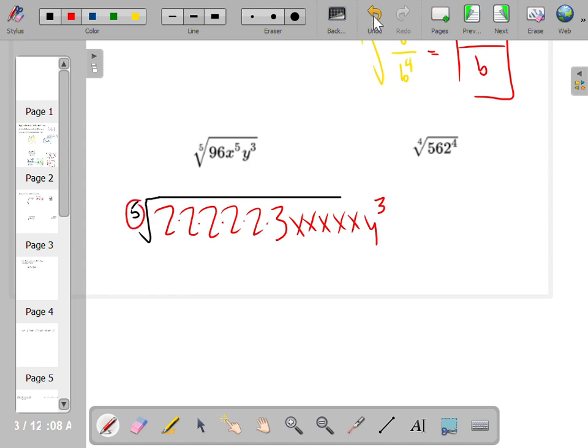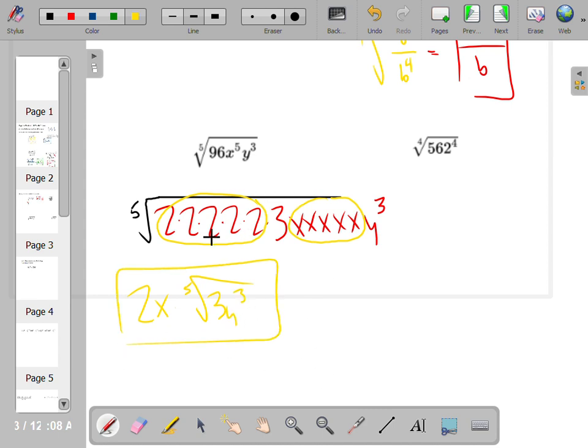Since it's a 5th root in this problem, I'm going to look for sets of 5. 1, 2, 3, 4, 5 2's. Okay, one's going to get out, and 5 x's, so one's going to get out. So I'm going to have 2x on the outside, times the 5th root of what's still in there, 3y cubed.